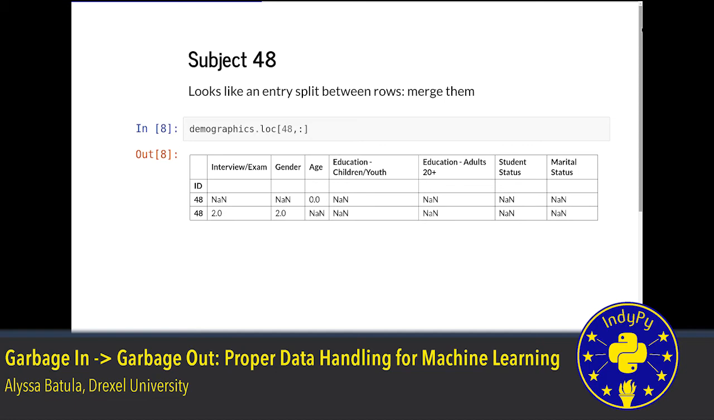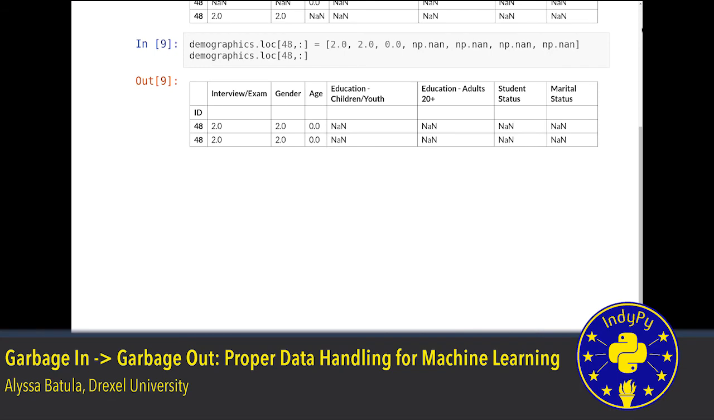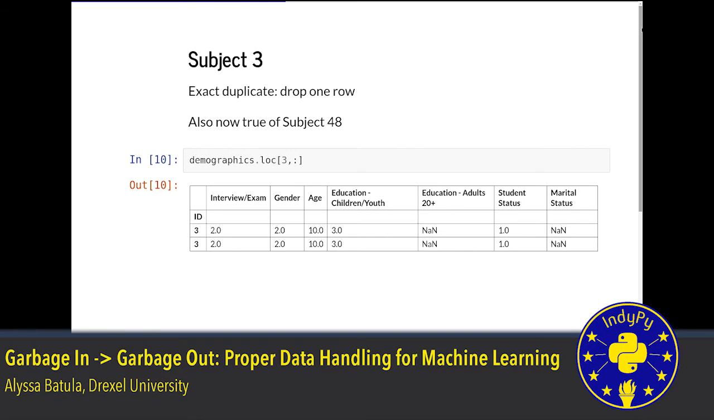So you can combine those two entries, or replace them, so that it's one entry with that same data. The final example, the easiest example, subject 3, is just the same data in there twice. You can just drop the duplicates. Relatively easy to deal with.